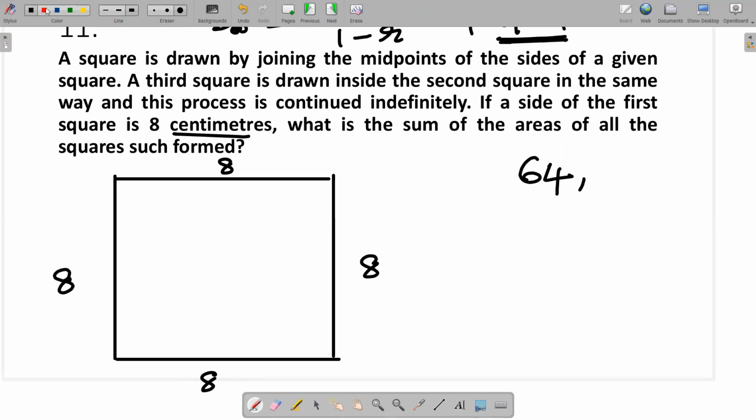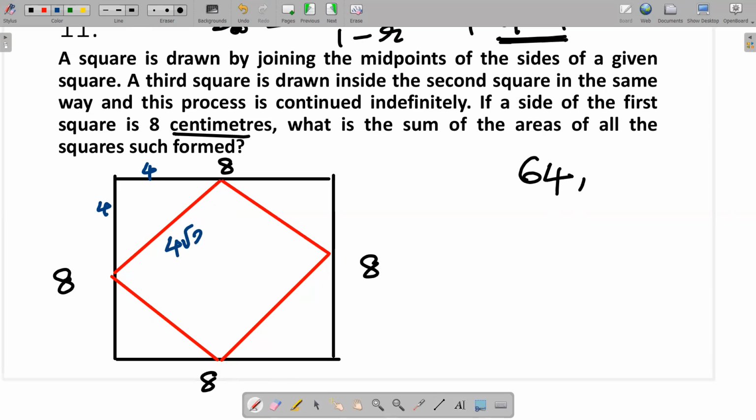Now what are you doing? You are locating the midpoints of the sides and joining them, forming another square as indicated. I'm continuing it and forming another square here. By applying Pythagoras theorem, I can see that this will be 4 units and this will be 4 units, and this side of the square will be 4 root 2. This side also, this is 4 and this is 4, so this has to be 4 root 2.